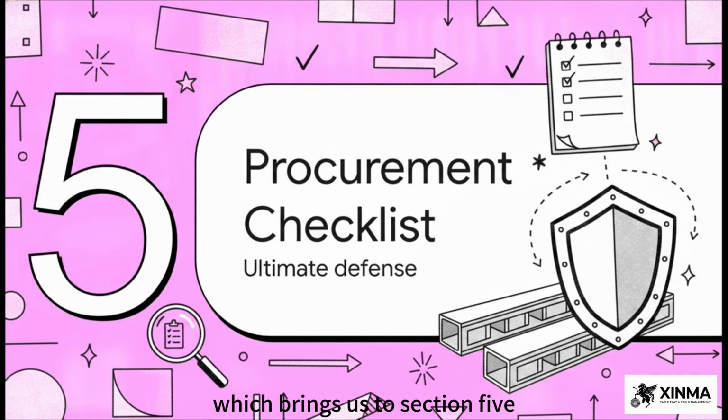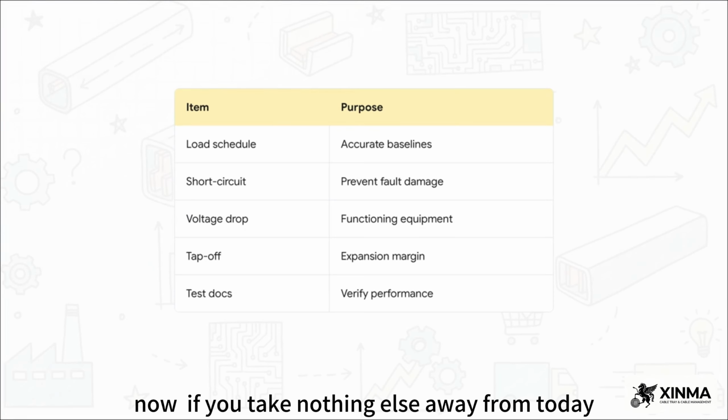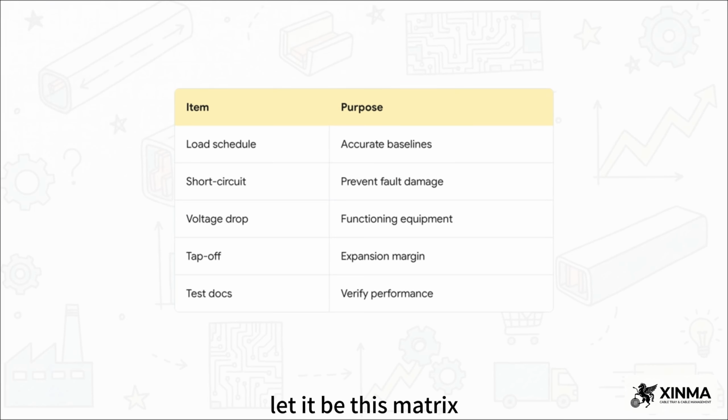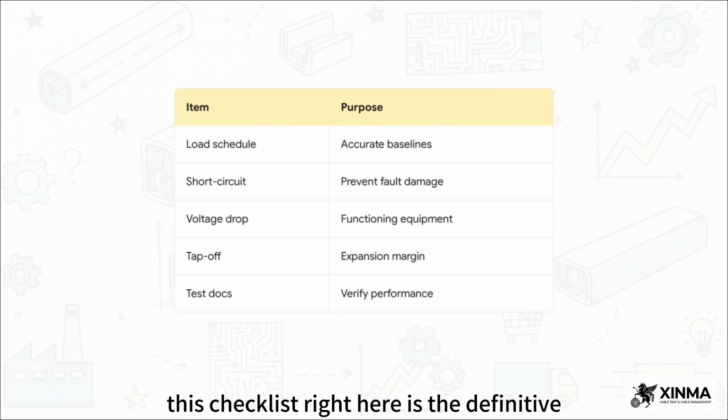Which brings us to Section 5, really the heart of our briefing today, the core procurement checklist. This is the engineer's ultimate defense. Now, if you take nothing else away from today, let it be this matrix. This checklist right here is the definitive selection framework, the critical core procurement checklist for industrial and commercial projects.